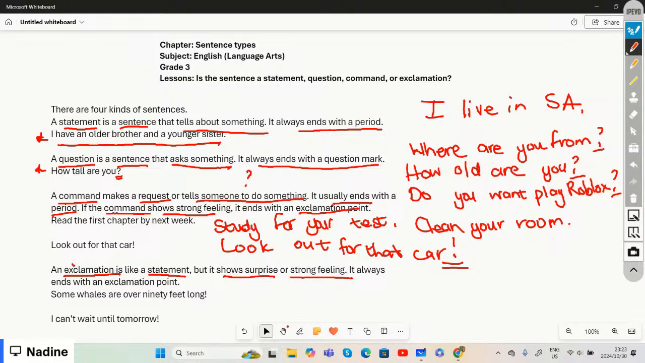So probably your tone of voice also changes. If you're excited to go to Wonderland, you're not going to say, I'm excited for Wonderland, because then it means that you are not excited. Your tone of voice is going to change. You're going to show the excitement and your happy feeling. You're probably going to be jumping up and down, telling everybody. So your sentence is going to end with an exclamation point.